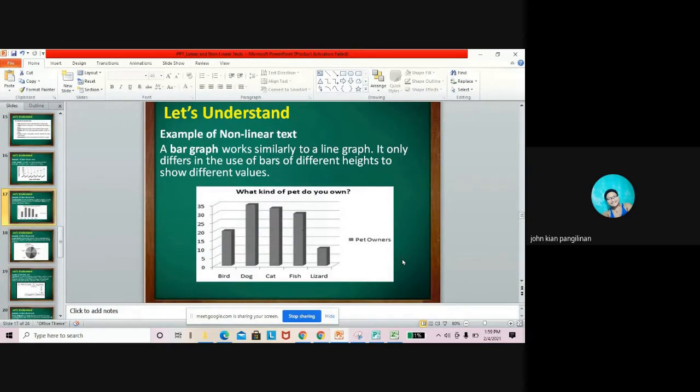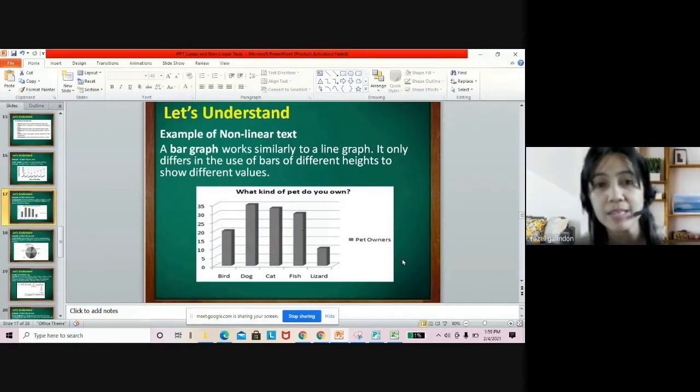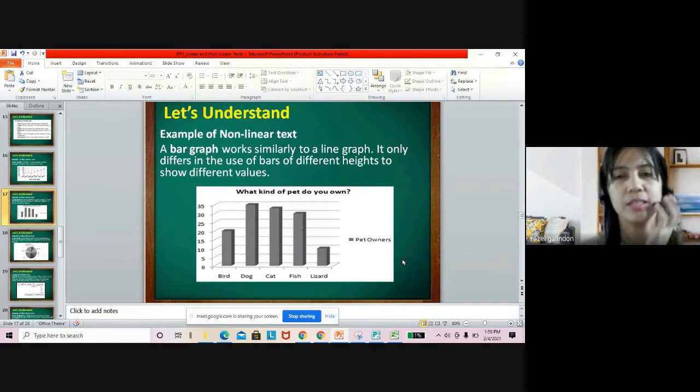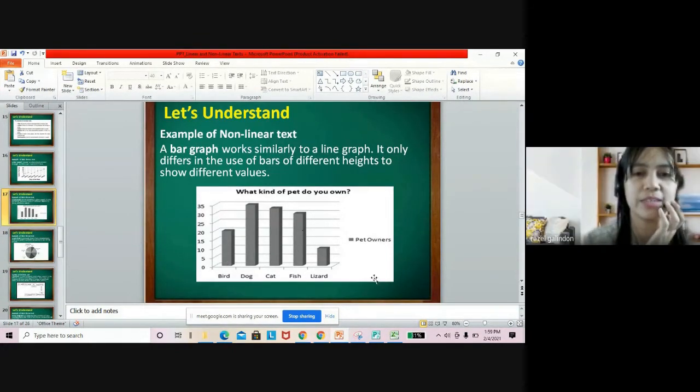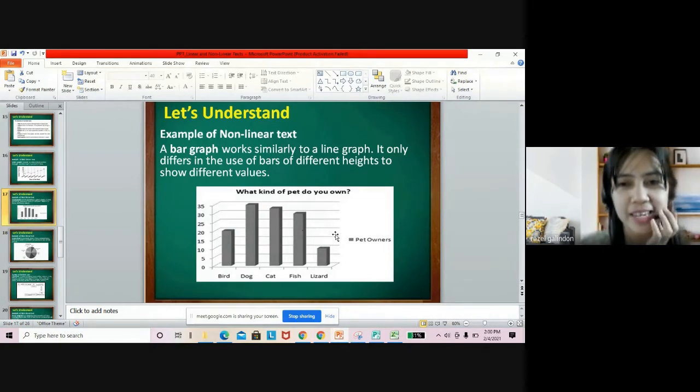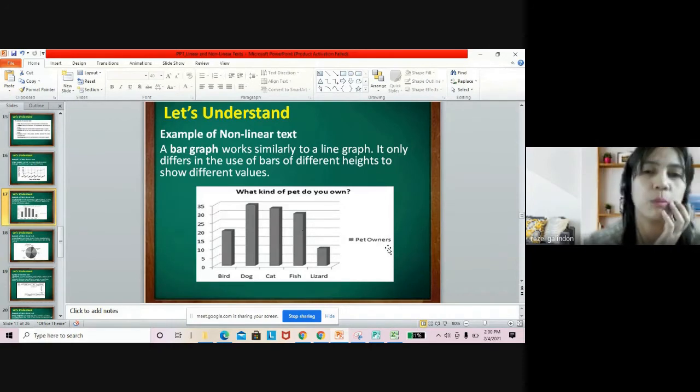A bar graph works similarly to a line graph. It only differs in the use of bars of different heights to show different values. Yes, we have a legend here. So this bar graph looks like a chocolate bar or detergent bar. This one is the pet owners legend. We only have one legend.